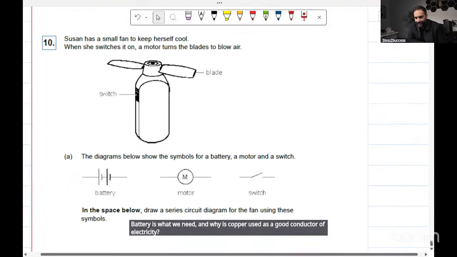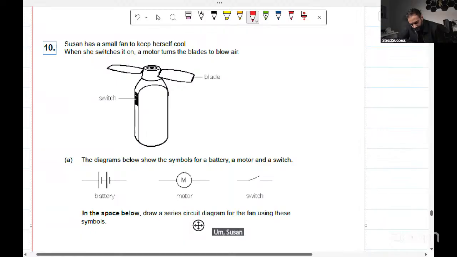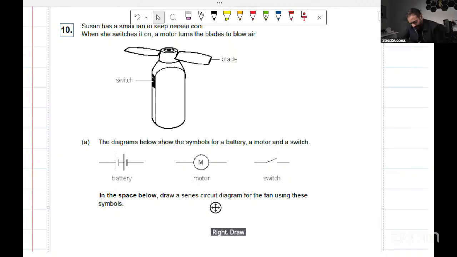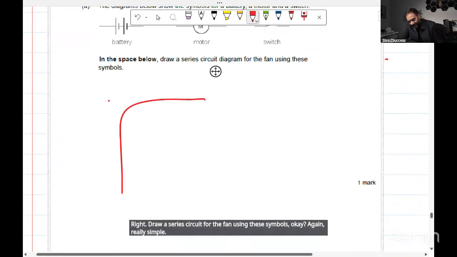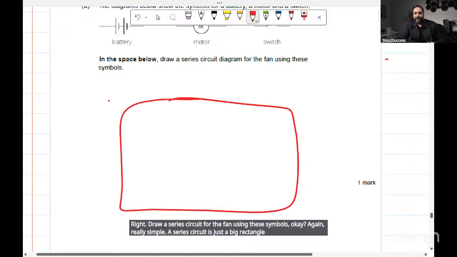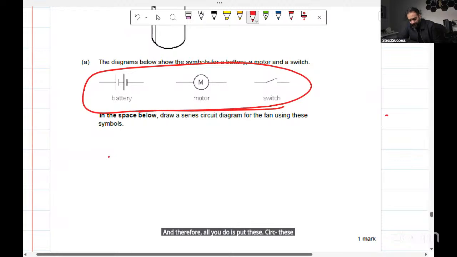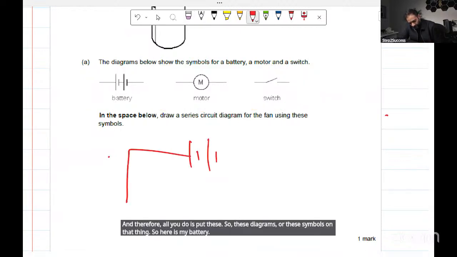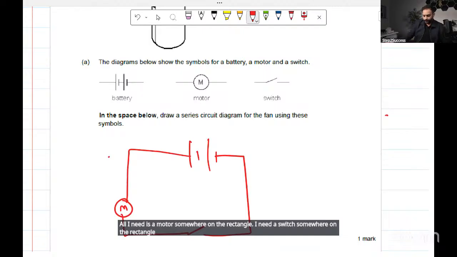Question 10. Last one I'm going to do from this booklet, and I'm moving on. Susan has a small fan to keep herself cool. When she switches it on, the motor turns a blade to blow air. Draw a series circuit for the fan using these symbols. Again, really simple. A series circuit is just a big rectangle. That's all it is. And therefore, all you do is put these symbols on it. So here is my battery. All I need is a motor somewhere on the rectangle. I need a switch somewhere on the rectangle, and done.